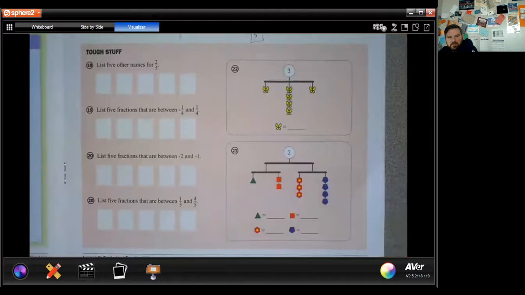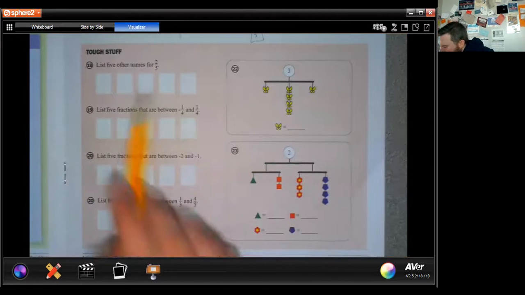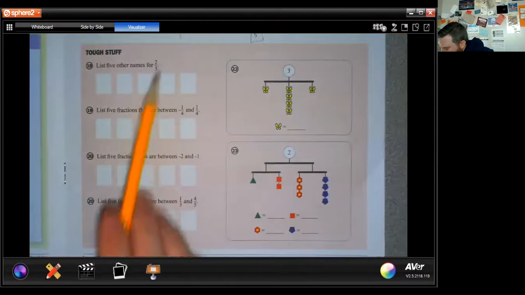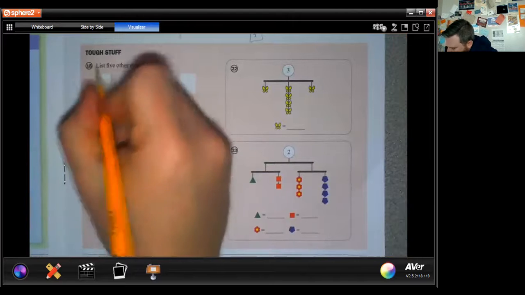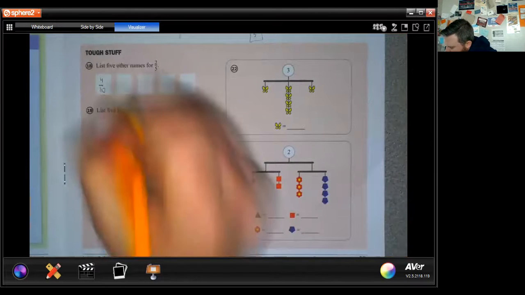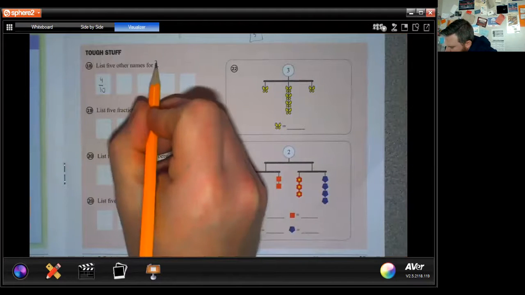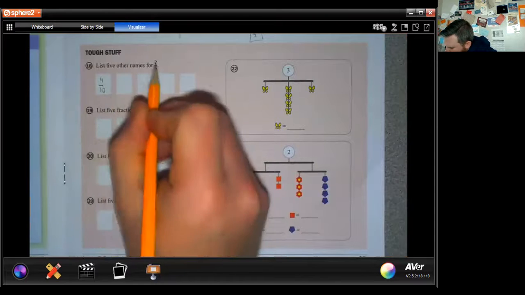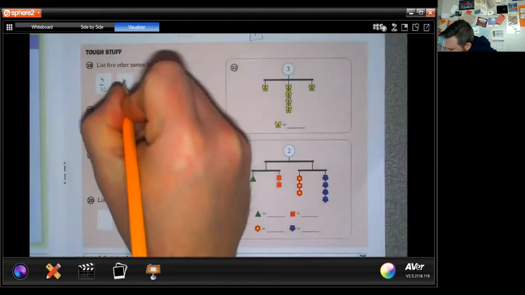List 5 other names for 2/5. Okay, 2/5. So I need other fractions that are the exact same as 2/5, which when I reduce it will be 2/5. So I could have 4/10. All I did was take 2 times 2 and 5 times 2. If I take it times 3, that's 6/15.